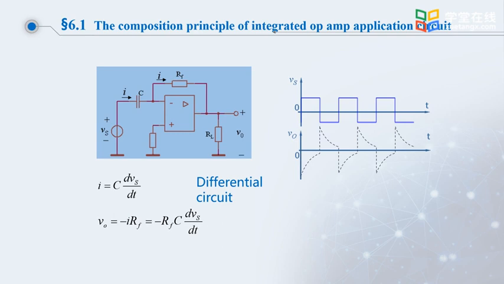Therefore, the voltage at the output VO is the differential operation of the input signal Vs, which can also convert the signal waveform. Suppose the input signal Vs is a fixed frequency square wave. Then, after differential operation, the voltage at the output VO becomes a pulse voltage, so a conversion from square wave to pulse voltage can be achieved.